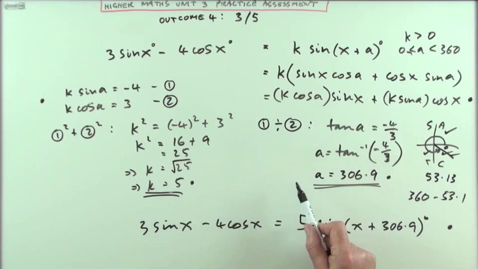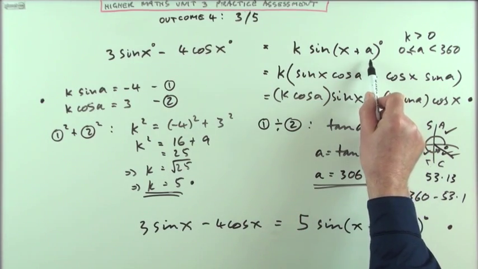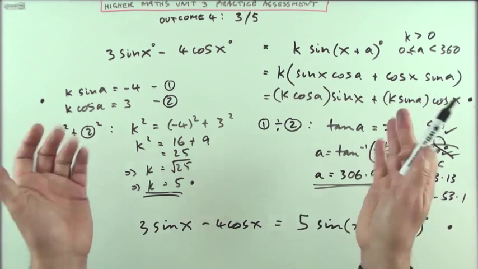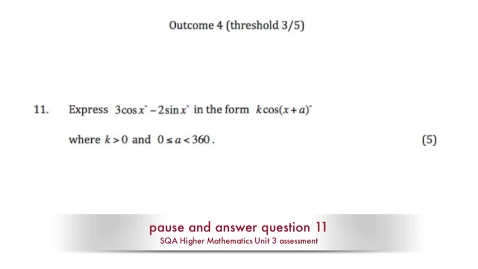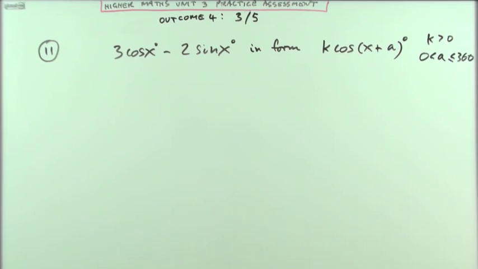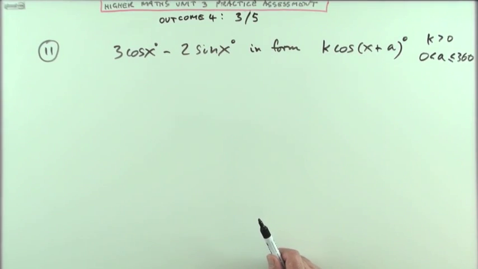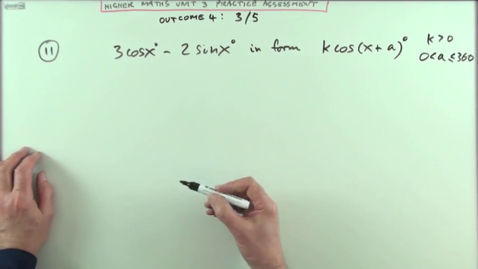I deliberately in this one chose an example where this phase angle was a bigger angle. In all the variants of the NABs, they're all going to be acute angles. So try this question. So here's the question then. Notice that the nuisance of it is having these little degree signs in. It's always better in radians because you don't have to put anything like that in.